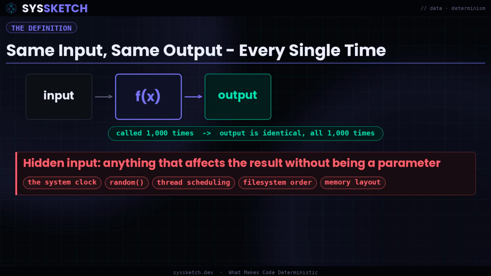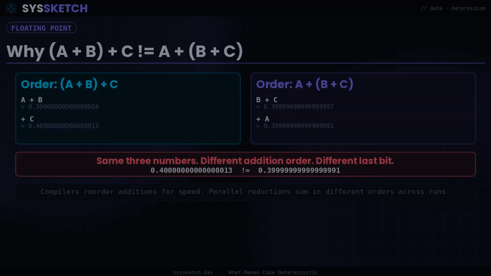But real programs read files, check the clock, talk to other machines, and run on shared hardware. Every one of those is a side channel where extra information leaks into your computation without ever appearing in your function signature. The technical term is a hidden input, not listed as a parameter, but it still affects the result. The art of writing deterministic code is finding and eliminating these hidden inputs, or isolating them when you cannot. Every gotcha in this video is really just one more flavor of hidden input.